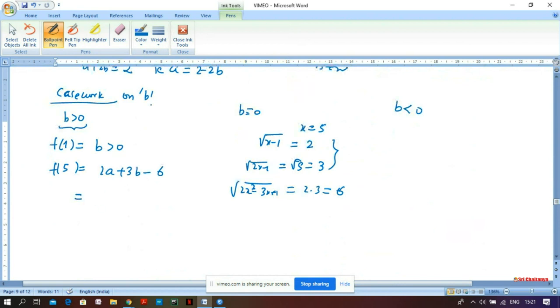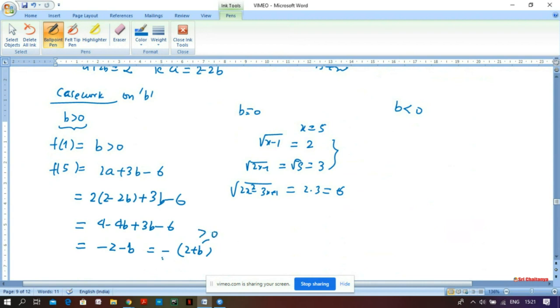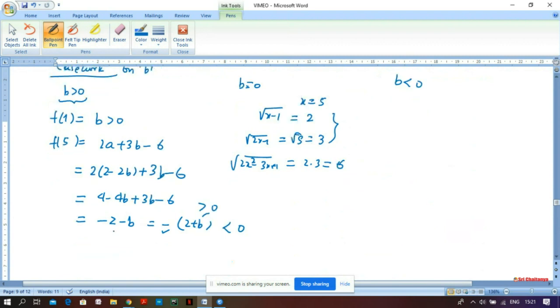Now because the casework is on b, I would love to write a in terms of b. So I'll write 2 times (2 minus 2b) plus 3b minus 6, that gives you 4 minus 4b plus 3b minus 6, that equals minus 2 minus b. And if this is the case, then I can write minus of 2 plus b. B is positive, this is negative, so this becomes negative. So we have got our first victory.